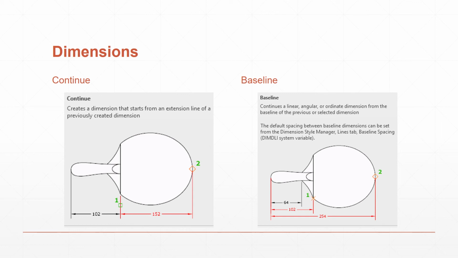So when someone is manufacturing or building what you want, they're going from one point. If you use the continuous one and they screw up on their first point, they can get you on the second point. The benefit of the continuous is, though, it takes up less space. The baseline dimensioning can take up a lot of space.